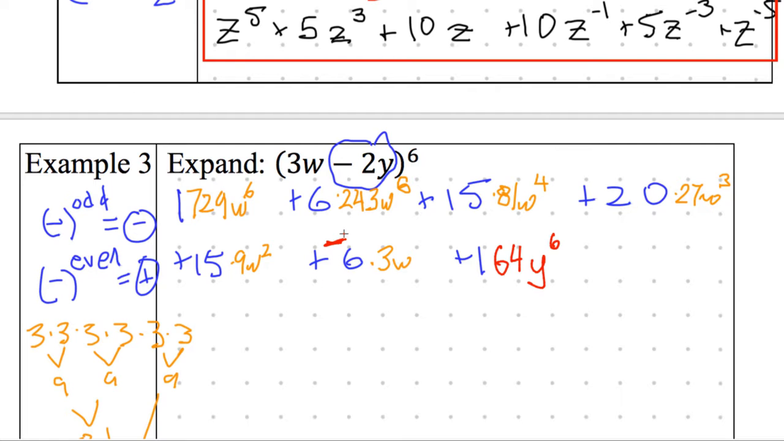Alright, 2 to the power of 5 now is 32. So this is times 32y to the power of 5. This is going to be a positive, so we're good here because it's an even power. This is negative 2 to the power of 4, which is a 16. So 16y to the power of 4. Over here we have an 8y to the power of 3. Oh, it's an odd power. That means this is going to be a negative.